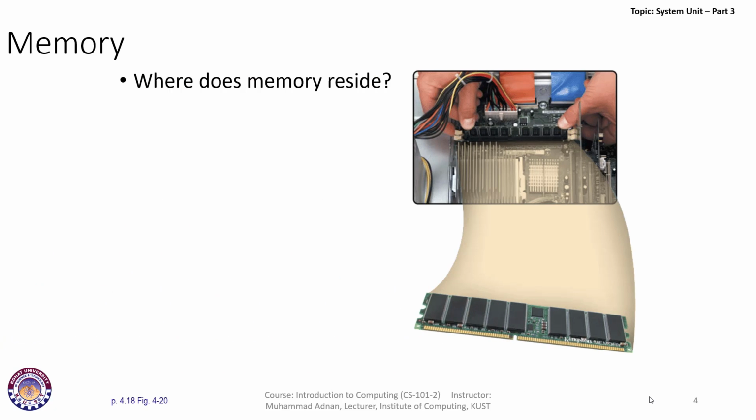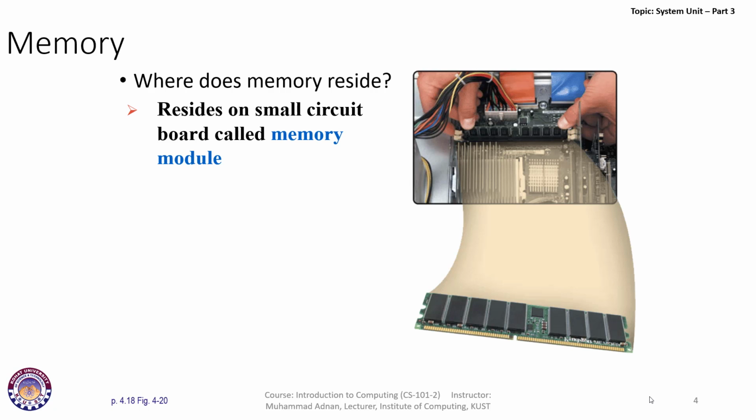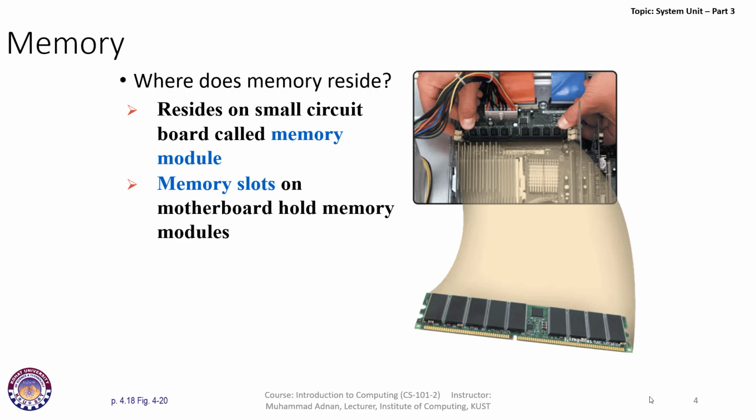Okay, so where does memory reside? Where do you install the random access memory? Memory resides on a small circuit board called a memory module. You can see that there is a small board, this black one. You can say that this is a memory slot where you snug in or put your memory. The memory slot on the motherboard holds the memory module. You put your RAM inside these slots, and on top of the RAM you have the memory chips where data is stored.